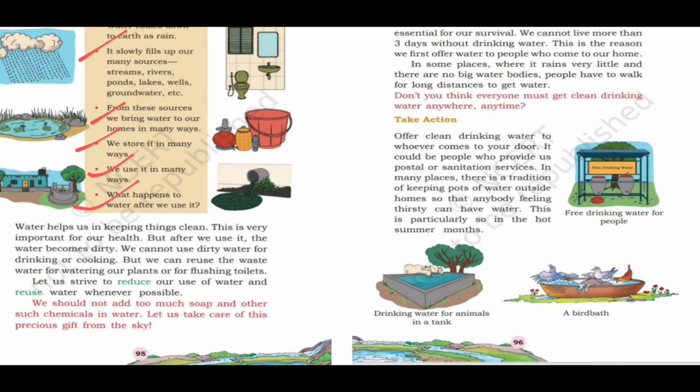Water helps us in keeping things clean. This is very important for our health. But after we use it, the water becomes dirty. We cannot use dirty water for drinking or cooking. But we can reuse the water for watering our plants or for flushing toilets. So this is one thing that you all can do. Let us strive to reduce our use of water and reuse water whenever possible.